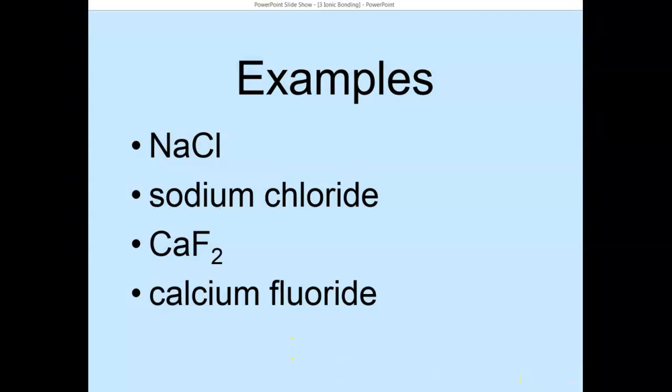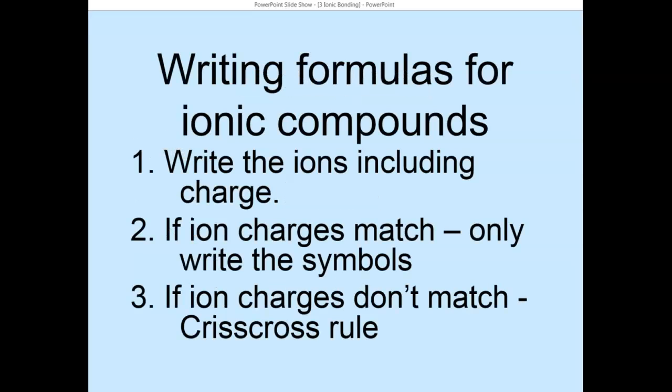Okay, so how do you do this without going through the whole dot thing? Well, there are some rules that'll help you get through that. So, rules for writing formulas for ionic compounds. You might want to write these down. If we go too fast, you know you can always pause at any time. First, you're going to write the ions, including their charge. That's very important. If the ion charges match, then you write only the symbols. You don't write the charges or any subscripts, just the symbols.